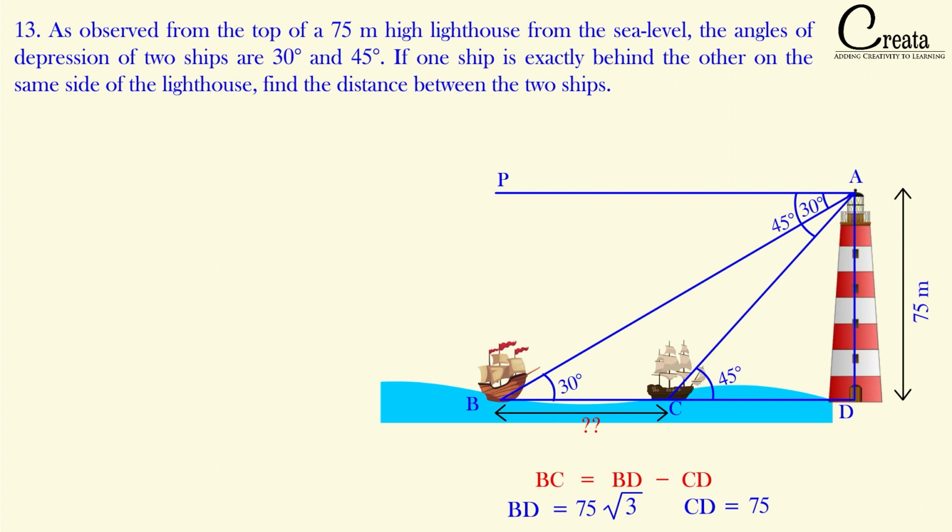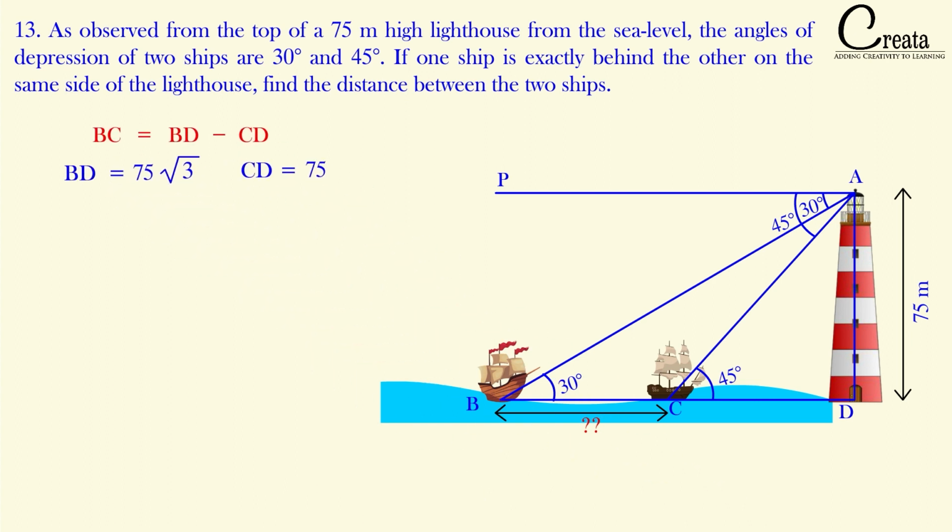So we got CD from the first triangle as 75 meters and BD from the second triangle as 75 root 3. And in the question we have to find BC, which is equal to BD minus CD, which is 75 root 3 minus 75. So we got our answer, that is BC as 75 into (root 3 minus 1) meters. That is the answer of the question.